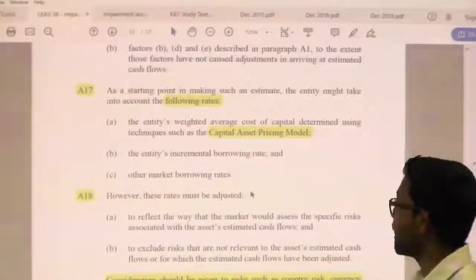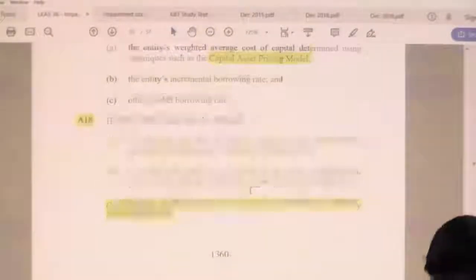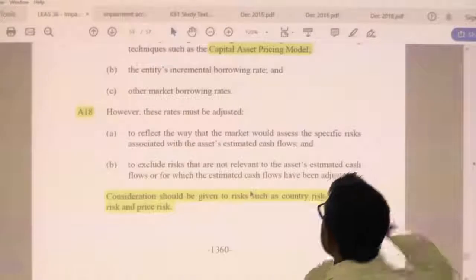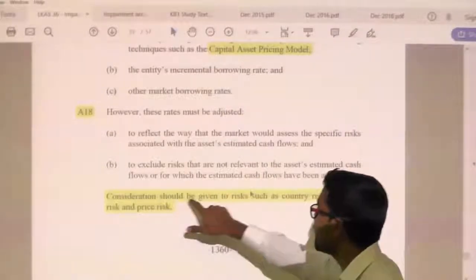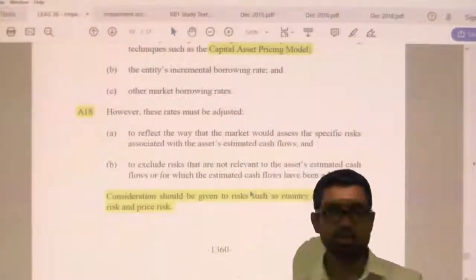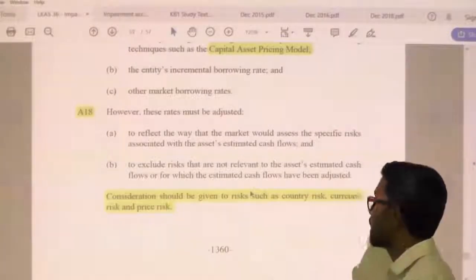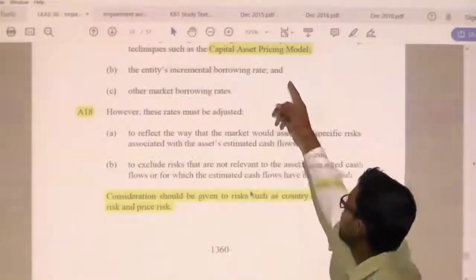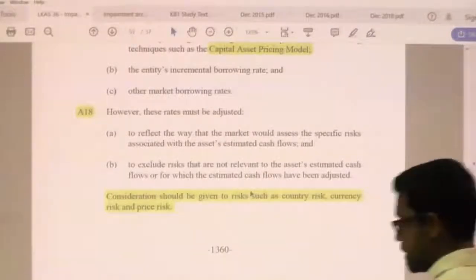Fine. So paragraph 18 also relates to the discounting factor. However, the rate must be adjusted. You will calculate the CAPM model rate, but you have to adjust this rate. Consideration should be given to risks such as country risk, currency risk and price risk. So you can slightly adjust by considering other risk factors relating to that asset, such as what? Country risk, currency risk, price risk. You can adjust. A18 is also applicable for what? Discount factor calculation.